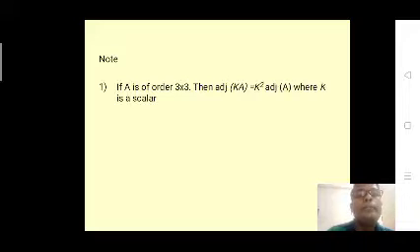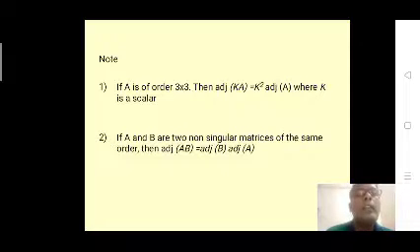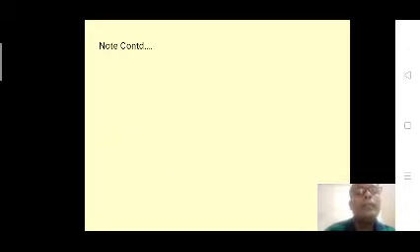5 by 8. Note: if A is of order 3 by 3, then adjoint of kA is equal to k square adjoint of A, where k is a scalar. If A and B are two non-singular matrices of the same order, then adjoint of AB equals adjoint of B into adjoint of A.